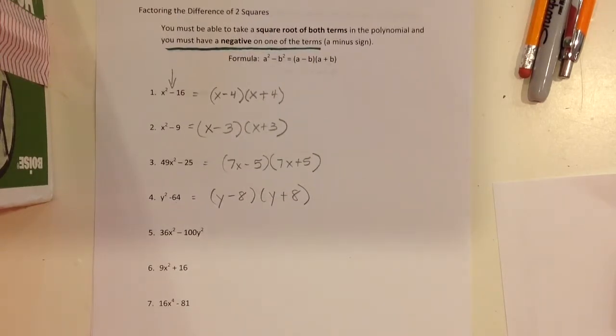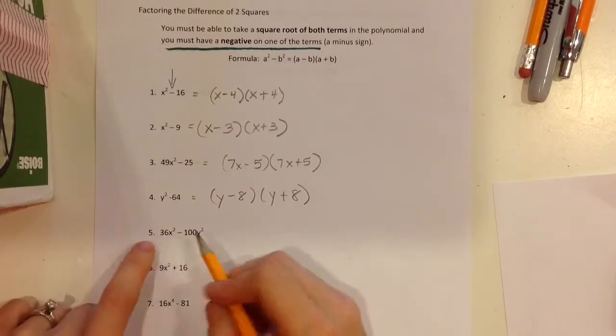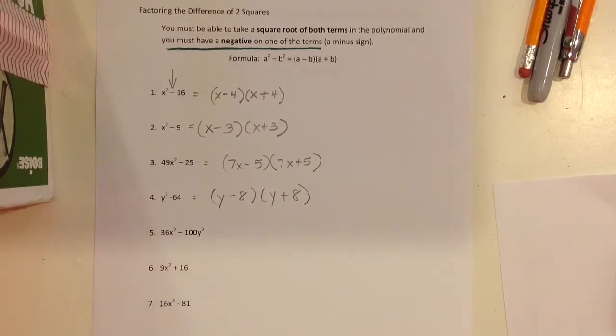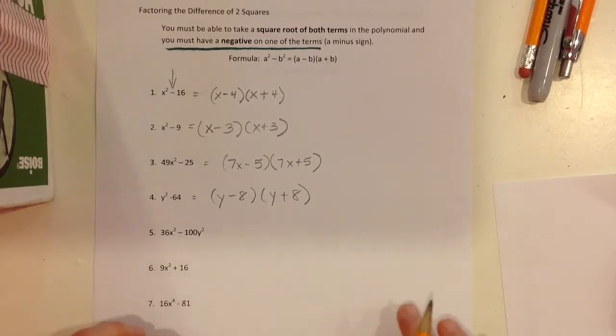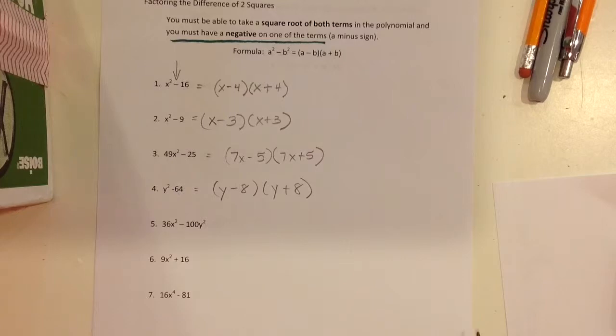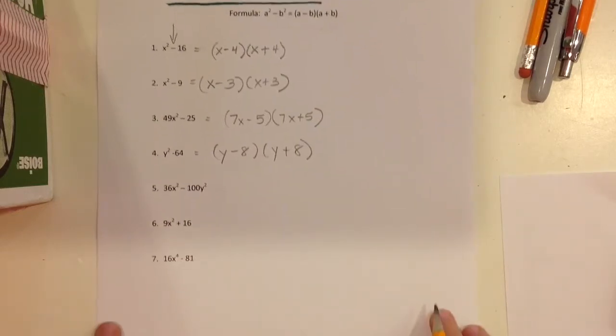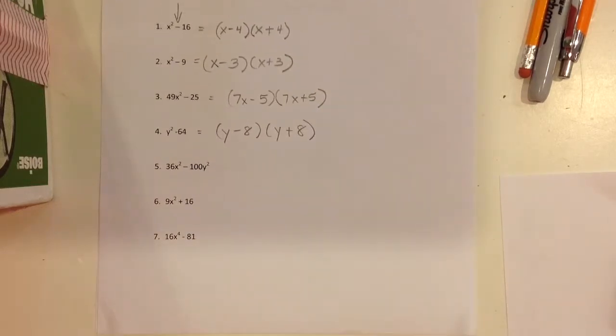Now the next one is tricky, very, very tricky. And the reason why it's so tricky is because I can take the square root of 36, no problem. I can also take the square root of 100. But they are both even. That's telling me they have a GCF. And even though we're not discussing GCF in this section, you still need to look for your GCF first in any factoring method. So 36 is even, 100 is even.